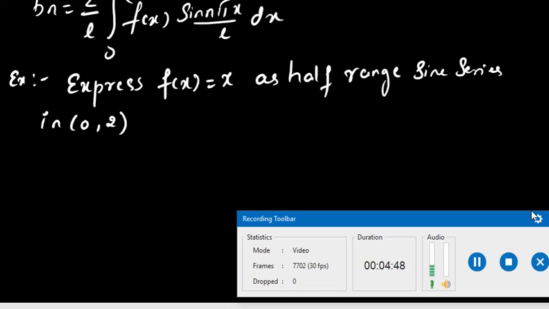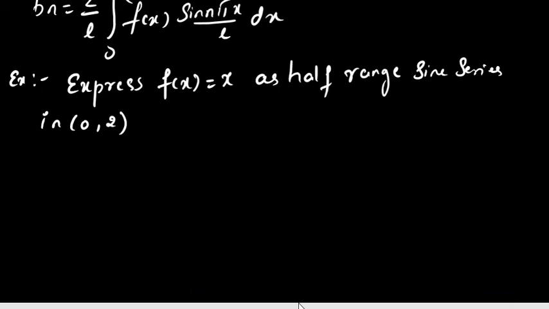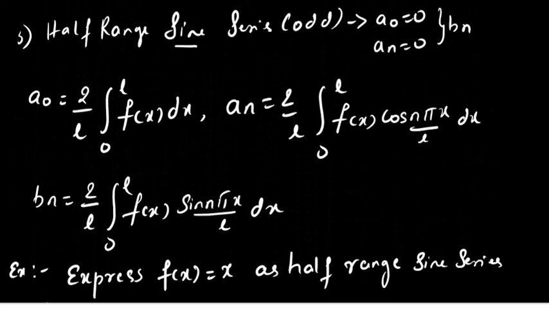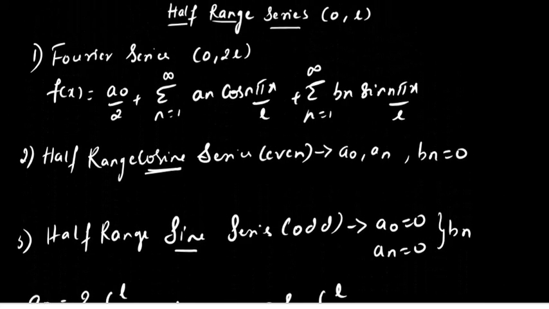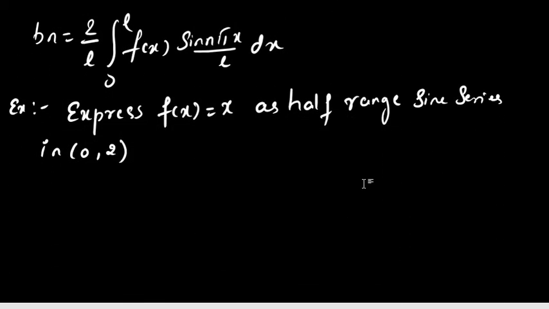Now to understand the concept of half range, let us consider an example. Express a function f of x is equal to x as half range sine series in the interval 0 to 2. So you need to check back the function. Always a half range series will be expressed in the form 0 comma L. So instead of L, you can see that it is given as 2.